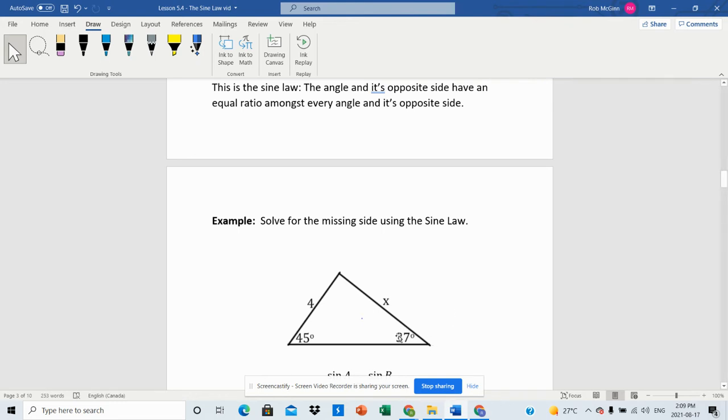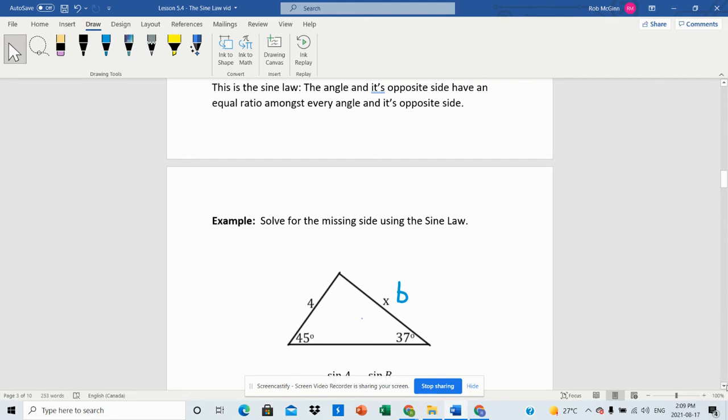So we see 37 degrees, and directly opposite that we know the side length of 4. We see 45 degrees, and directly opposite that is our unknown side. I know it's called X right now, but just to keep constant with our formula, I'm going to denote it as little b.